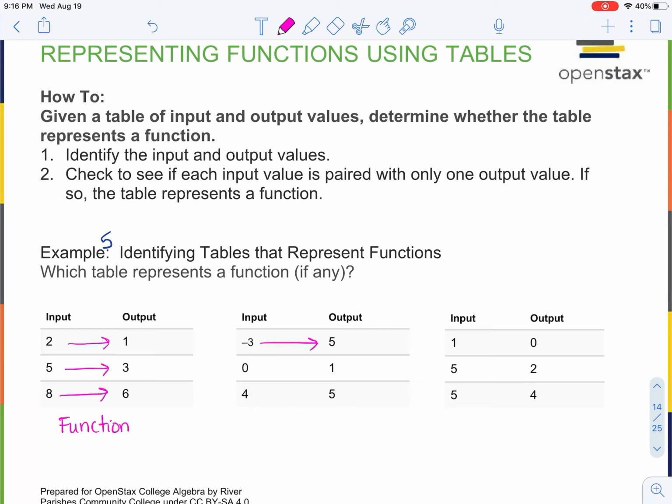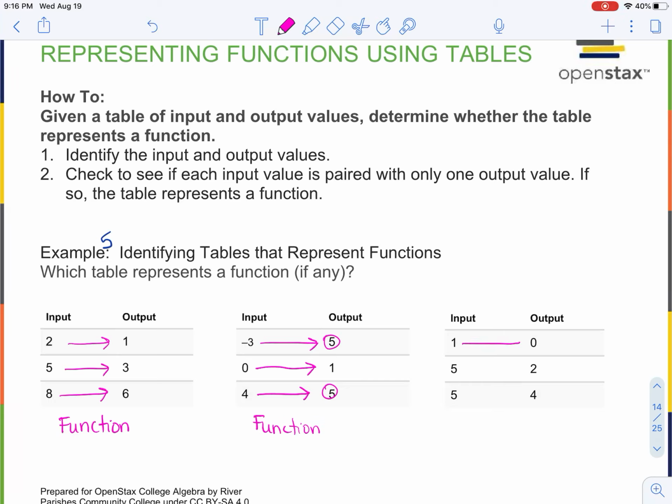-3 for the second table, -3 maps to 5, 0 maps to only 1, 4 maps to only 5. So even though -3 and 4 both map to the same number, the inputs themselves are only mapped to one number. So what that means is -3 isn't mapped to 2 numbers. 4 isn't mapped to 2 numbers. They're each only mapped to 1. So that means that it is definitely a function.